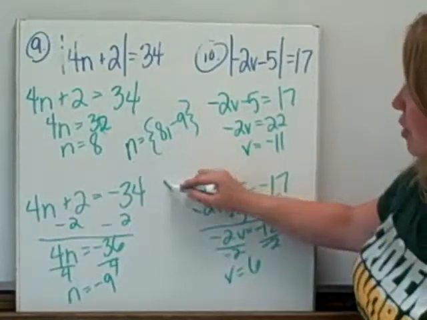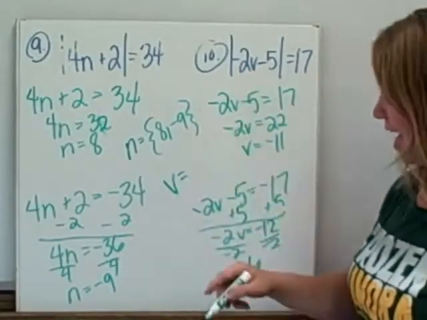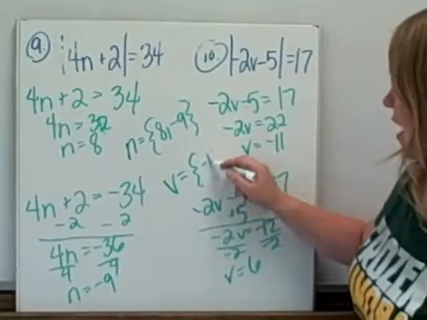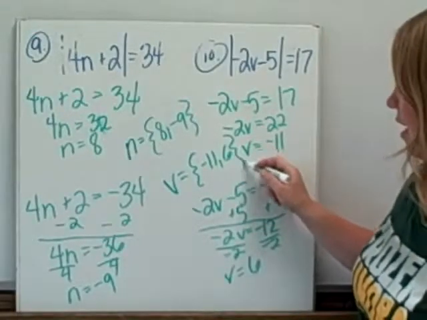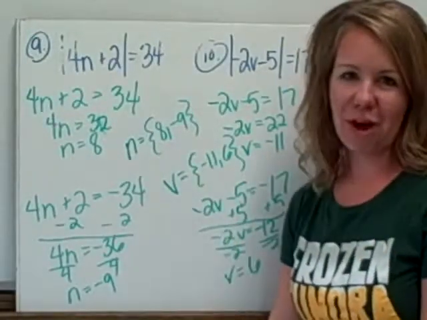Don't forget to go back and actually write your solution. In number 10, v equals -11 and 6. And make sure you put those curly brackets around it.